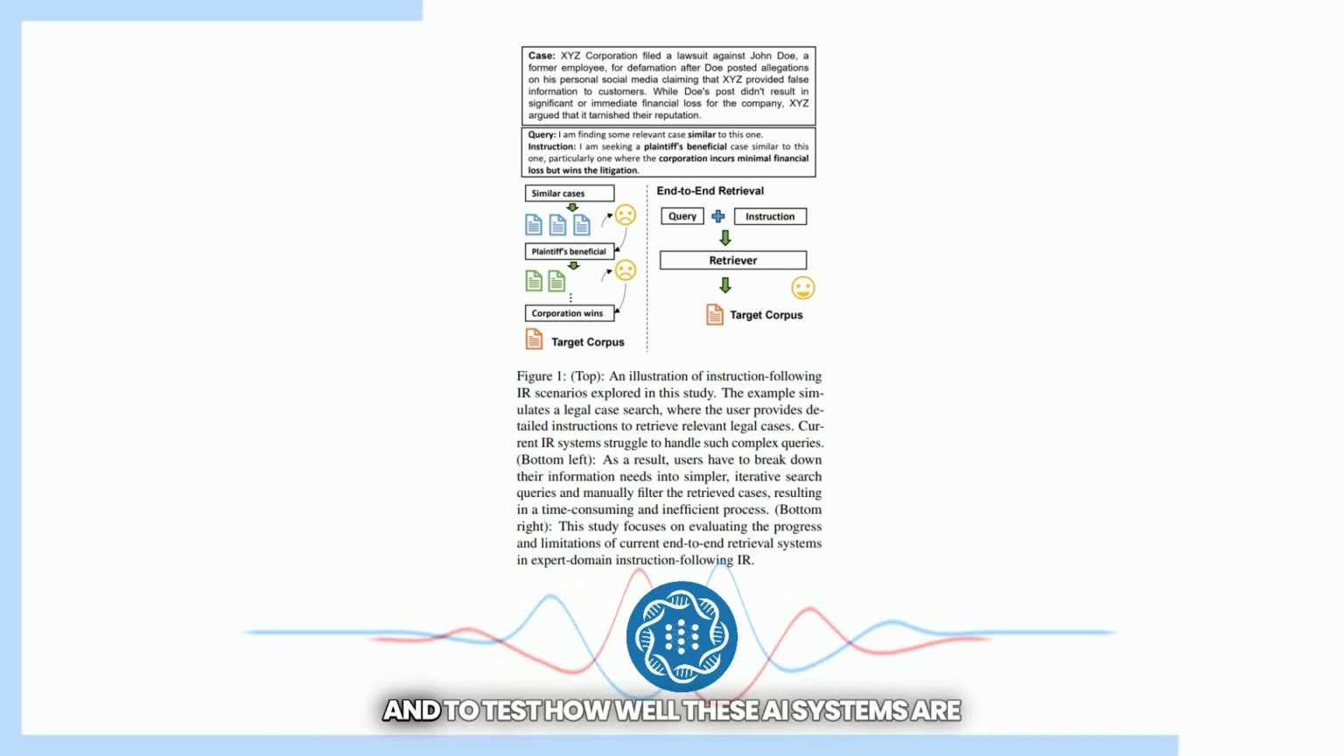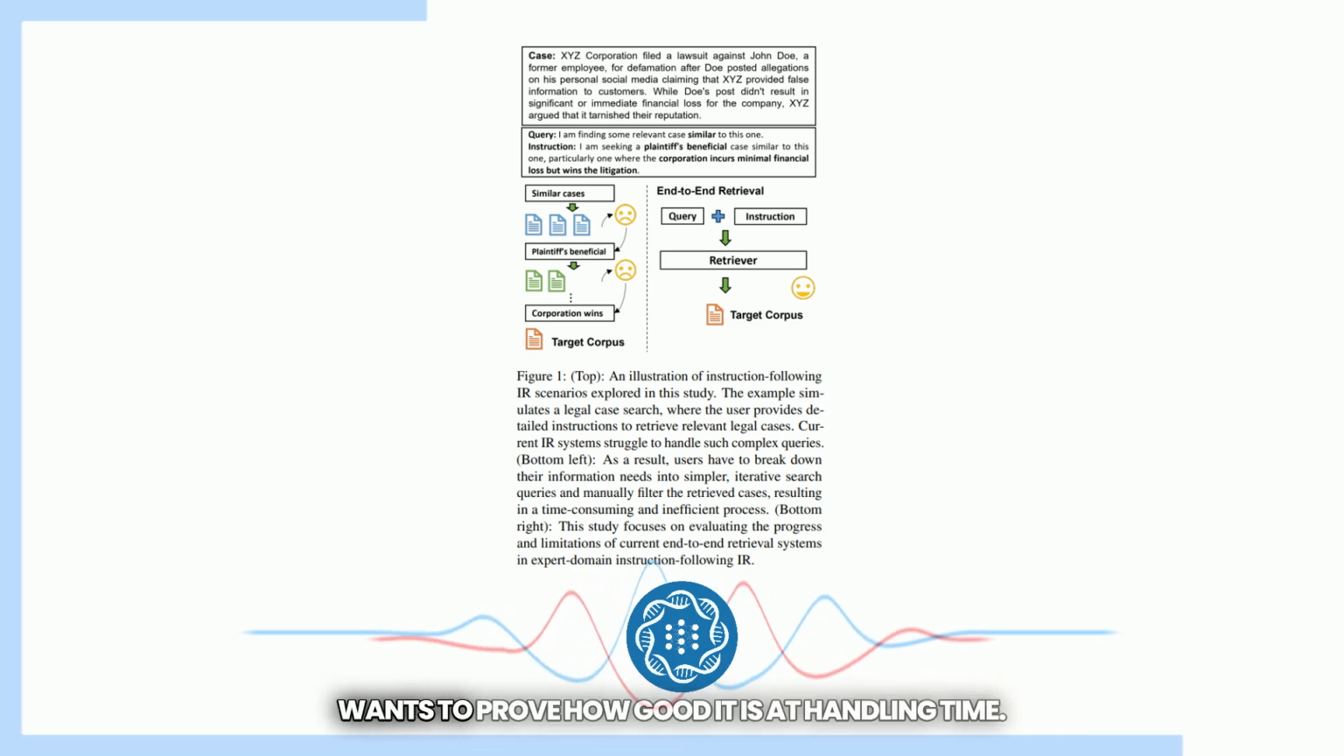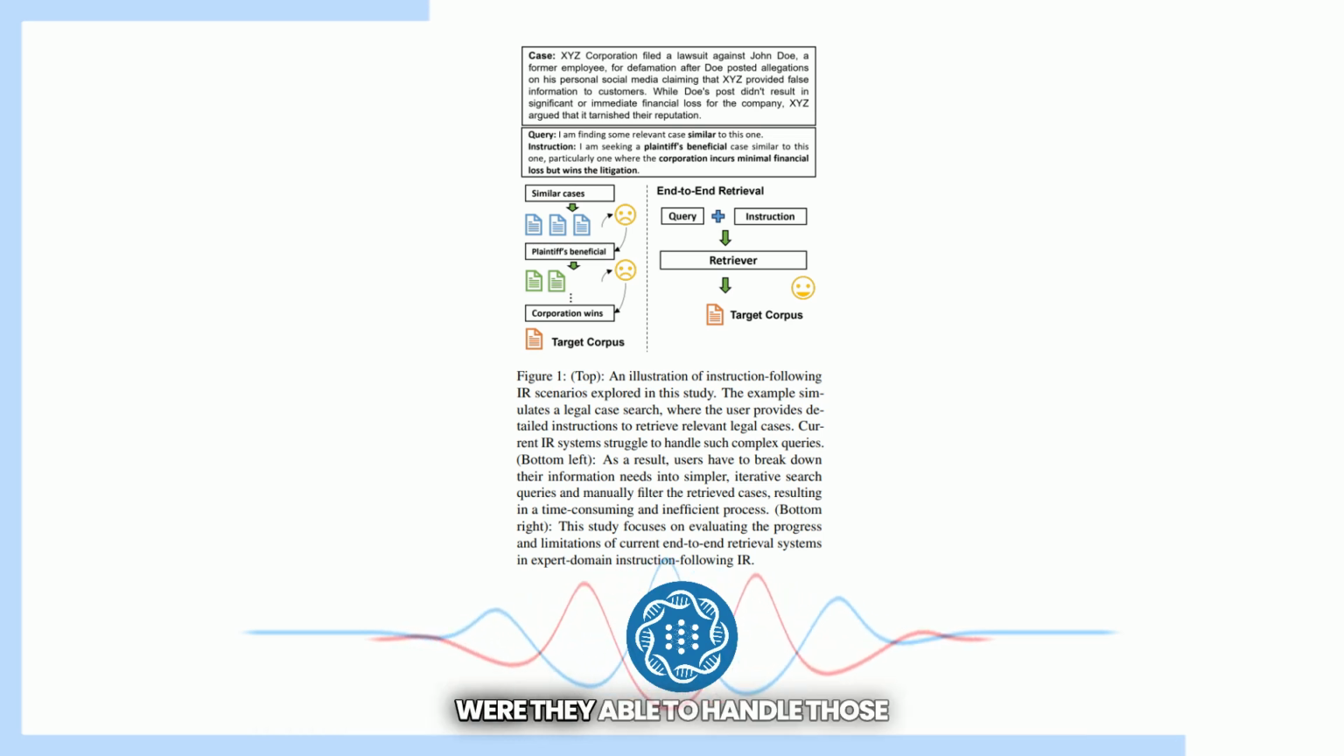That's it exactly. And to test how well these AI systems are doing, they put together a benchmark called TIMER-Bench. Think of it like a test track for AI that wants to prove how good it is at handling time. So how did those AI systems perform on that test track? Were they able to handle those time-related twists and turns?